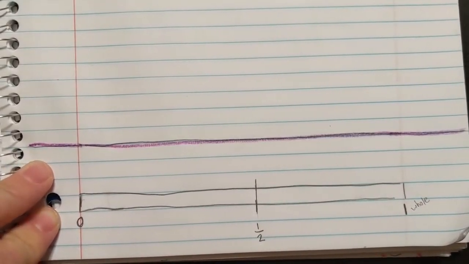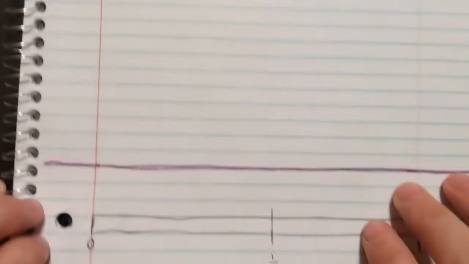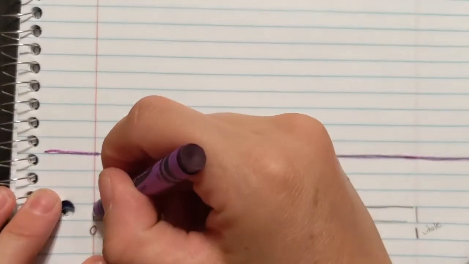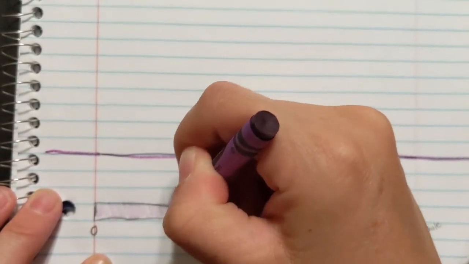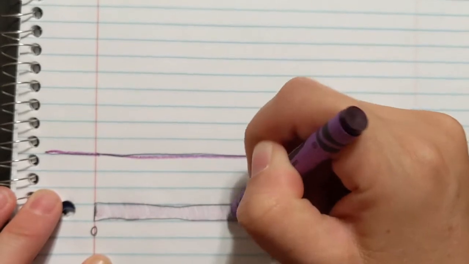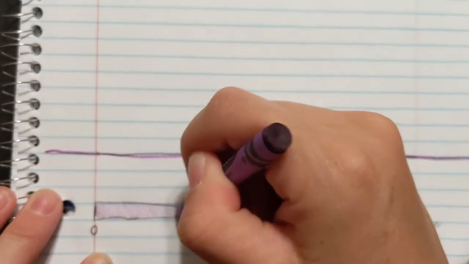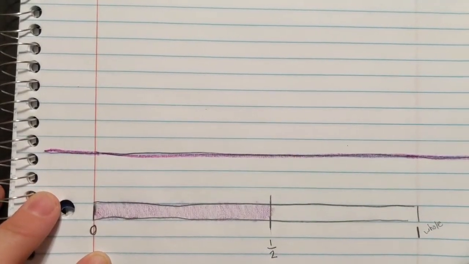So we need to model 1/2, which we did. We compared it to a whole so we can show it. And we're supposed to color the fraction in. So let's just do our purple color. And we're going to color in 1/2 of it. Remember to always start on the left and work your way up. Don't just pick any half you want. Always start on the left. Okay, I've colored it in. That was step number 1.